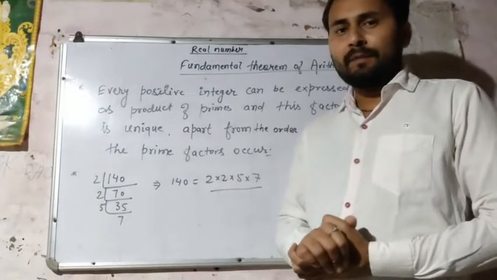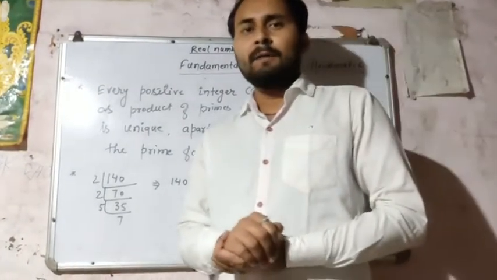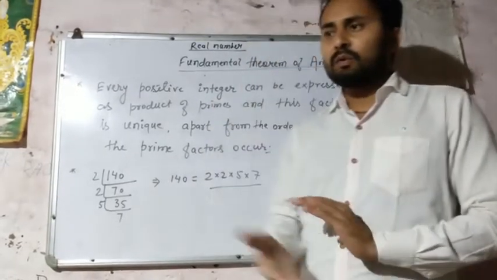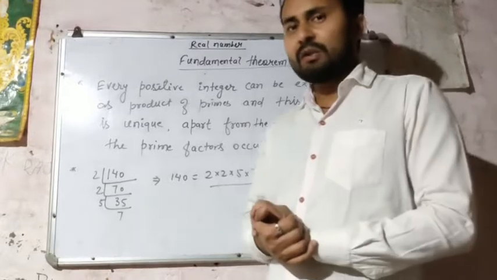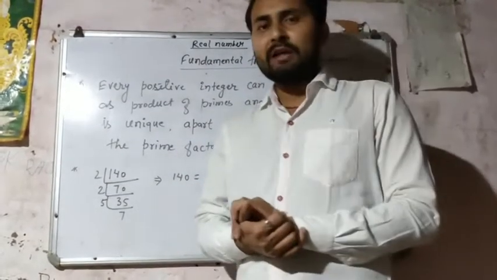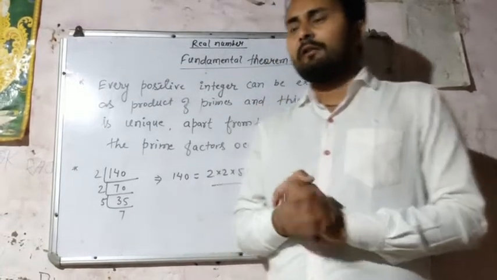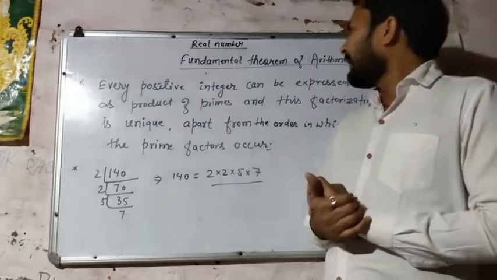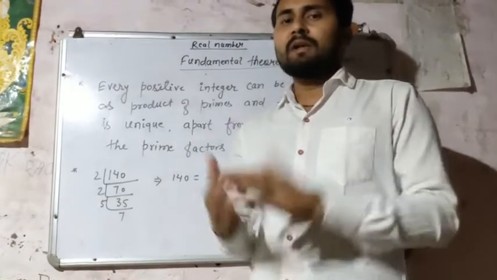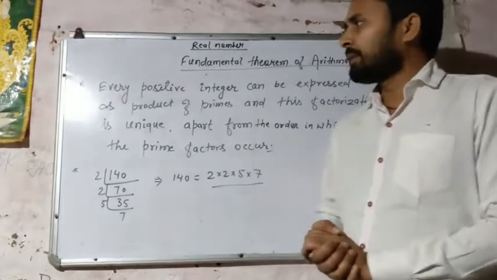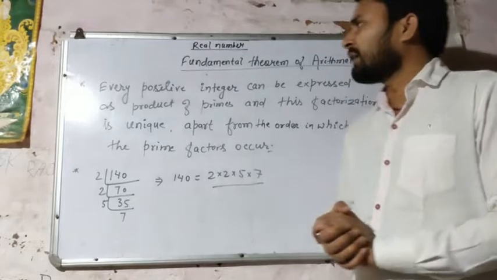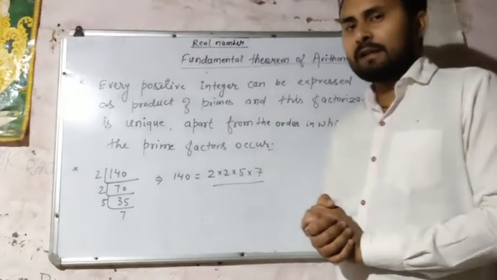Now moving ahead, yesterday we completed exercise 1.1. Now we have to start exercise 1.2. Before starting exercise 1.2, we have to know a very important thing, that is the fundamental theorem of arithmetic. It is important to know how we can express any composite number as a product of primes. So let's start the fundamental theorem of arithmetic.